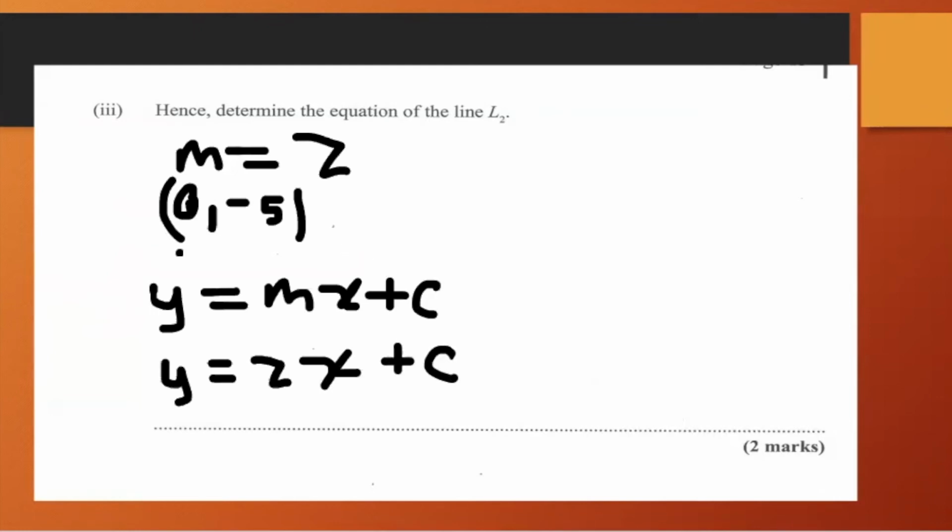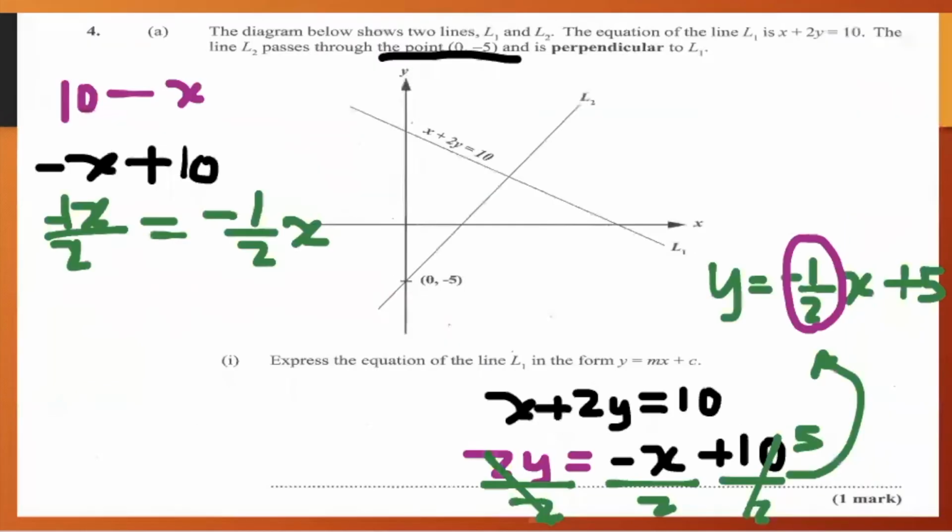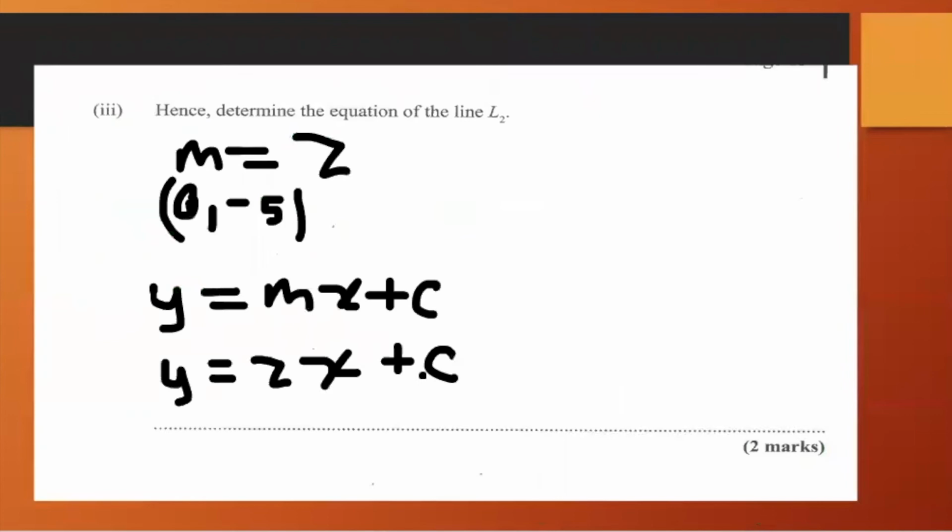Now, looking at this, (0, -5). Let's look at the line. (0, -5) right here is telling me that it cuts the y-axis at -5. This is saying x is 0 and y is -5. So I'm cutting the axis at -5. So this is clearly telling me that c is -5.